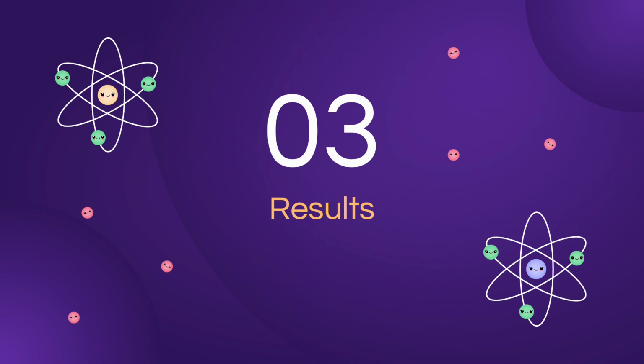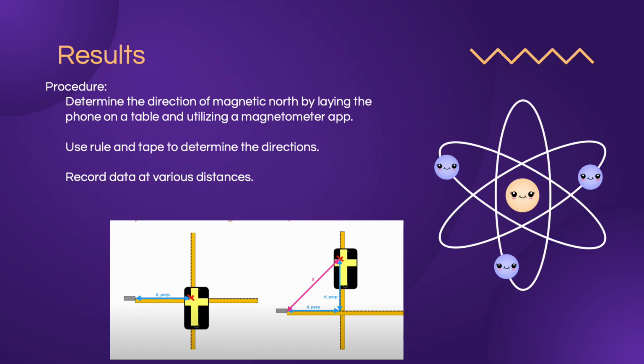And the results of the experiment. For the procedure, one was to determine the direction of magnetic north by laying the phone on a table and utilizing a magnetometer app. Then you used a ruler for the east and west directions, and then used tape to determine the north and south directions, and then recorded this data at various distances. Included is a picture of an example phone layout.